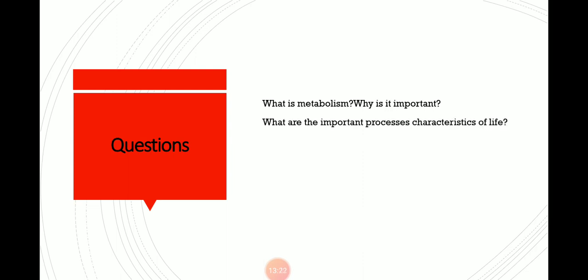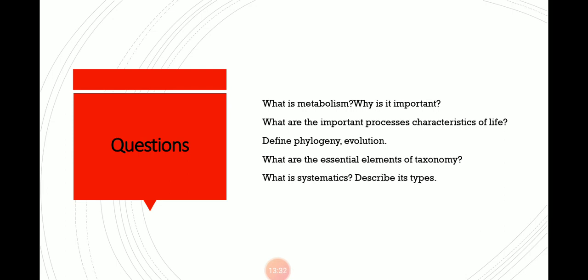That's all. Here are some questions which the students need to answer and report as soon as possible. First is, what is metabolism? Why is it important? Next is, what are the important processes, characteristics of life? Define phylogeny and evolution. What are the essential elements of taxonomy? What is systematics? Describe its types.